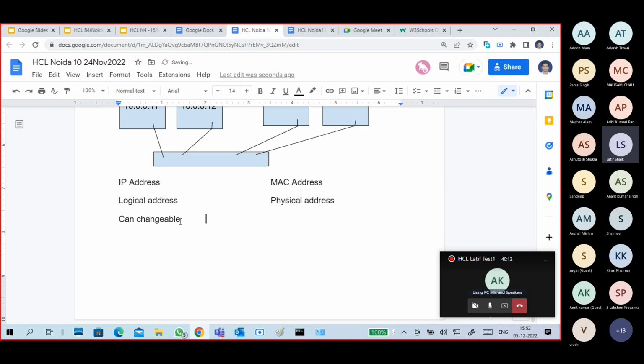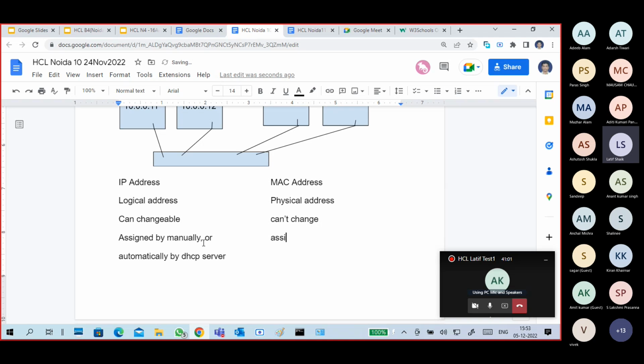Changeable. Either it can be changed or it cannot be changed. The IP address is changeable. It can be assigned manually, meaning the user can do it. Otherwise, it can be assigned automatically by a DHCP server. Did you already get an idea about a DHCP server last class? Yes, sir.